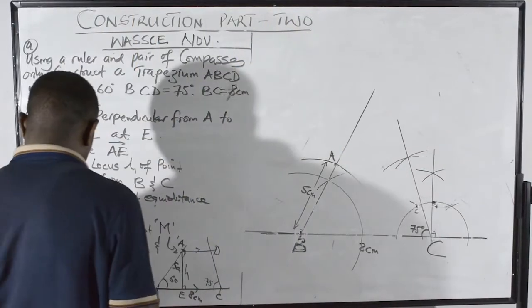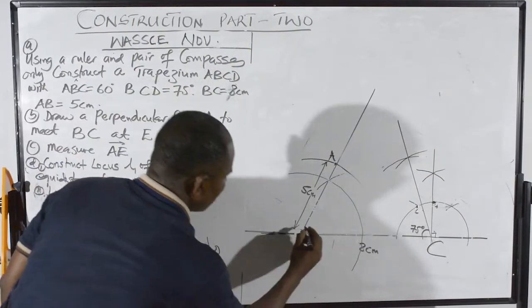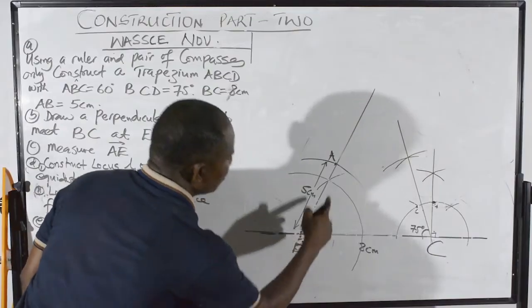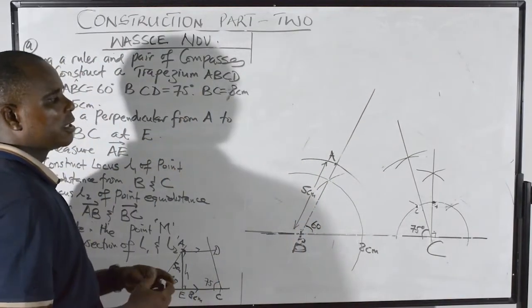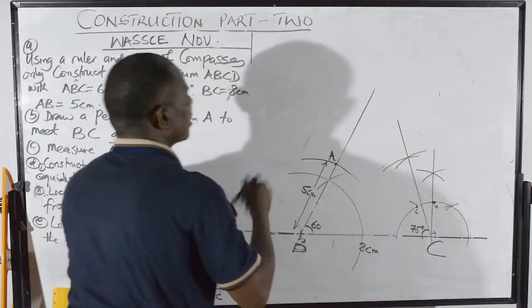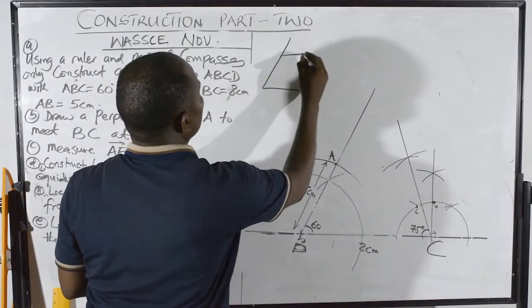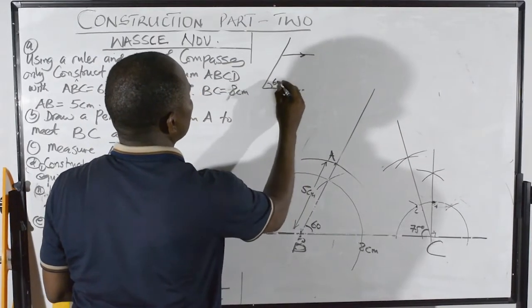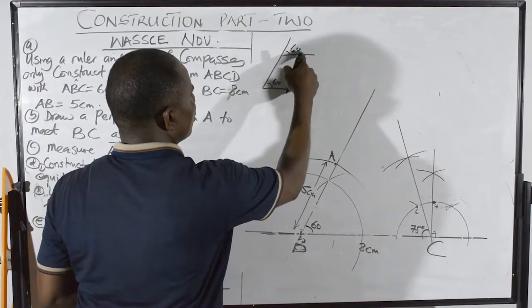So now I'm trying to draw. This was 60 degrees. So I'm going to construct another 60 degrees here so that I get a parallel line here, because actually it should be a parallel line. This must be parallel to this. This is 60. This one too must be 60. So I'm trying to construct this 60 here.